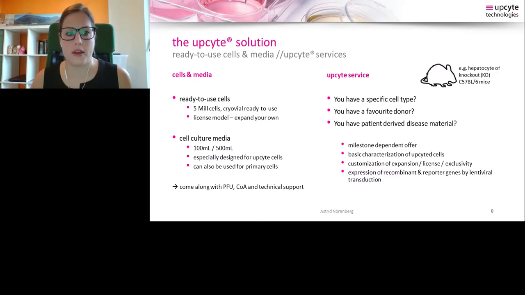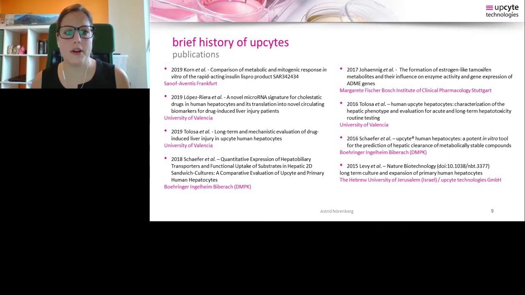So if you go into PubMed, we have quite some publications available, specifically for the upcyte hepatocytes in regard to toxicity testing, but also to transporters or, for example, metabolism. The list is available on the homepage, but also, just go into PubMed and type upcyte in there. Now I come to the scientific part of the presentation.